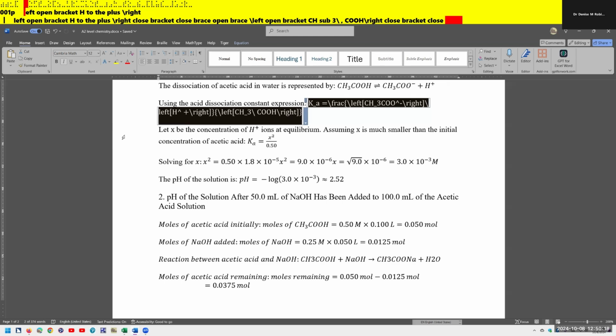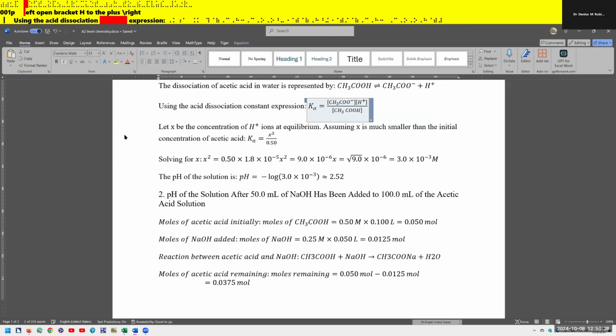So I'm going to control equals because I want it to go back to professional format in order to hand this in. Control equals selected. Cap K sub a period equals open bracket cap C cap H sub 3 comma cap C cap O to the minus comma close bracket open bracket cap H to the plus comma close bracket over open bracket cap C cap H sub 3 cap C cap O cap H close bracket. Yep, and that's what you want to hear to make sure that is correct.